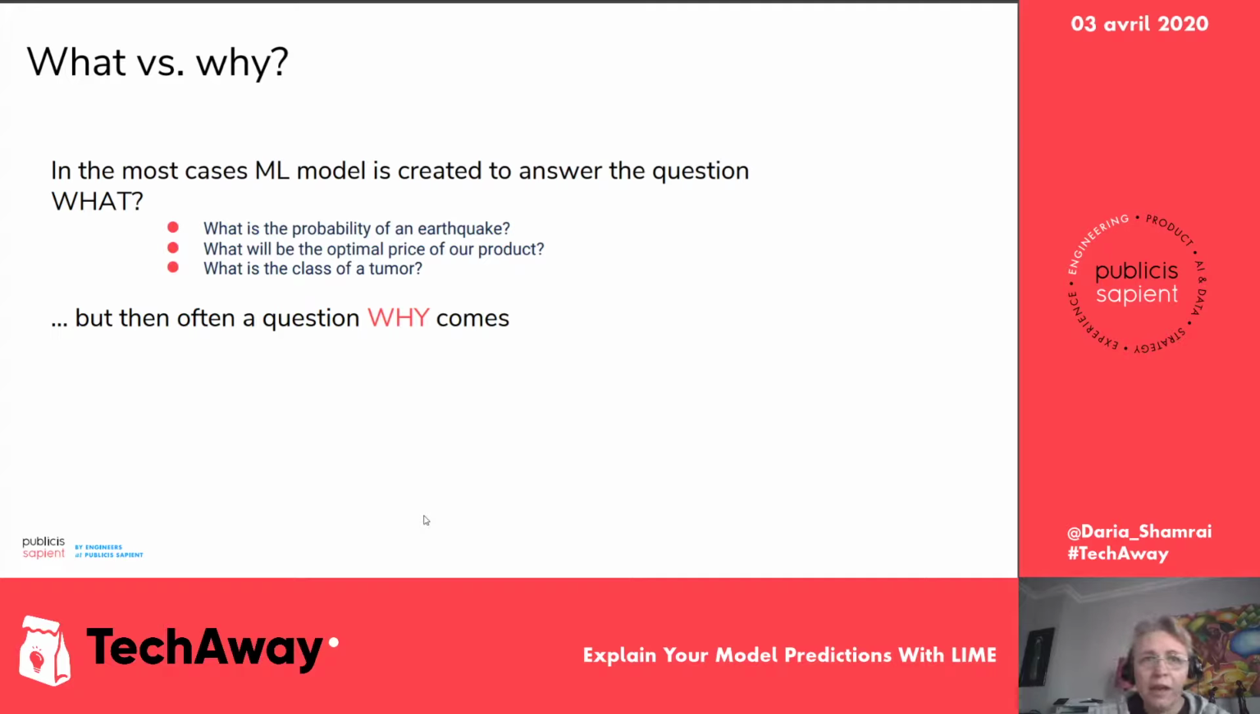Typically we succeed in creating a model which learns something from the data and can successfully answer this question "what." But then when people begin using it, they begin to come up with the question "why," because sometimes the model does not predict well, or it makes mistakes, or it predicts right answers but surprises people. They come to you with the question of why the model provides this decision. How do all these things work?